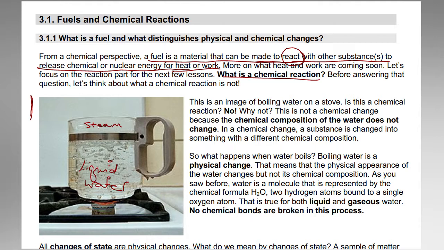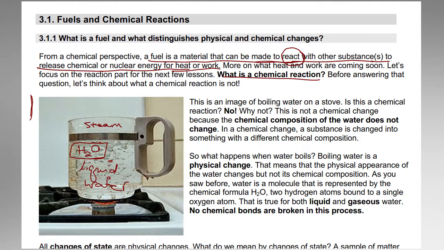Is this an image of a chemical reaction? No, absolutely not. Why not? Well, what happens when water boils? We take liquid water, which you probably already know is represented by the molecular chemical formula H2O, so two hydrogens bound to a single oxygen atom. So we have that liquid water, we heat it up until it has enough energy to become a gas.